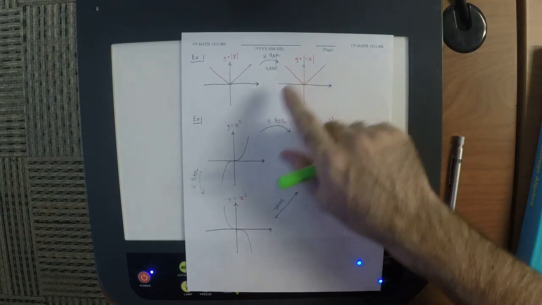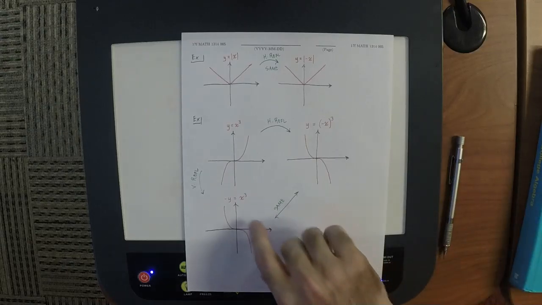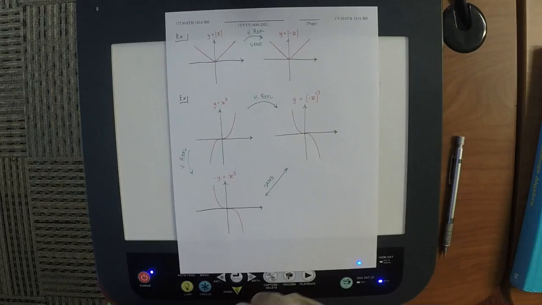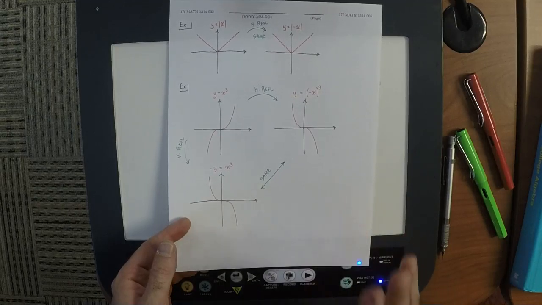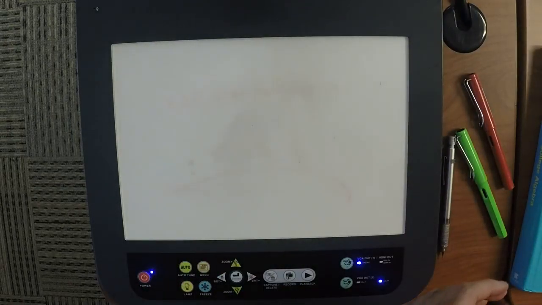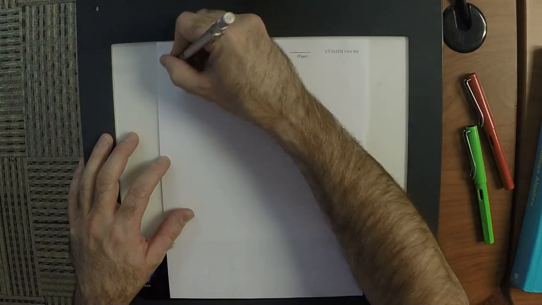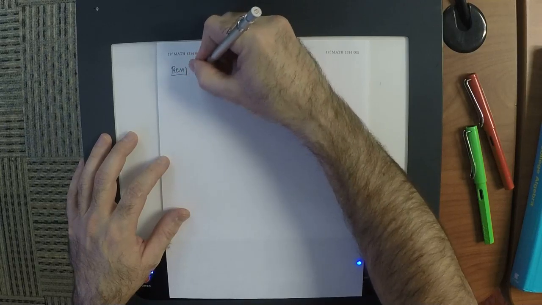So, absolute value has the property that a horizontal reflection is the same as doing nothing. And cube has the property that doing a horizontal reflection is the same as doing a vertical reflection. That's neat. So now we're going to single out functions that have these two properties. This is called parity, like even and odd.